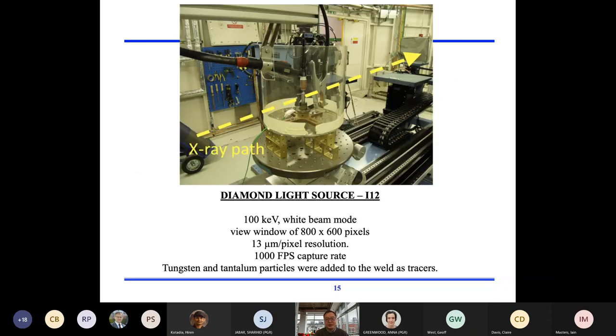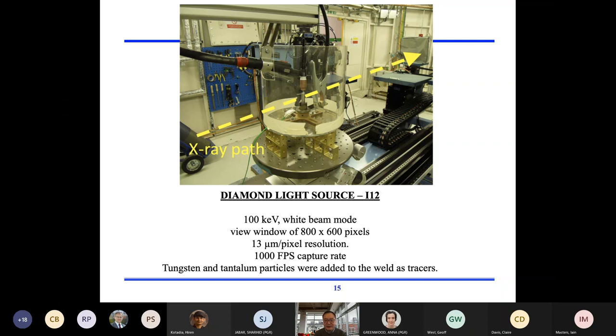So this is what it looks like. This is our sample sitting in there, and this is where the X-ray passes. This is the surrounding area, to make sure the liquid will not be splashed out. We tried 100 keV, as I showed earlier. We want to see as many photons as possible, so we use a white beam mode. At that time we got a 13 micrometer pixel resolution, and we can get 1,000 frames per second as captured. We also tried 2,000 frames per second.